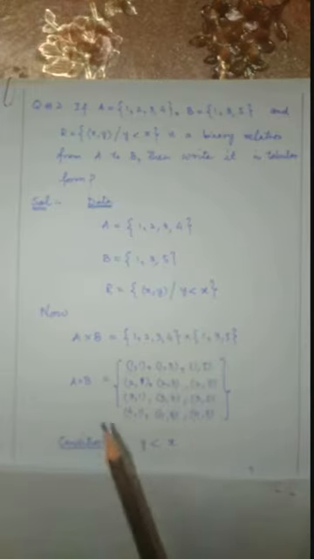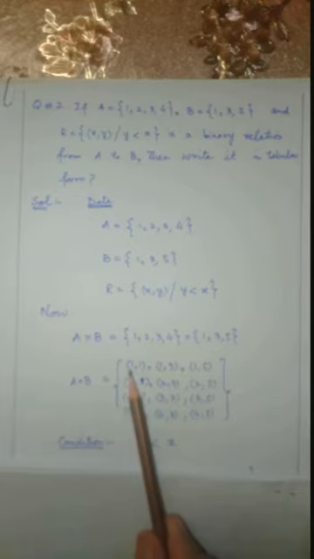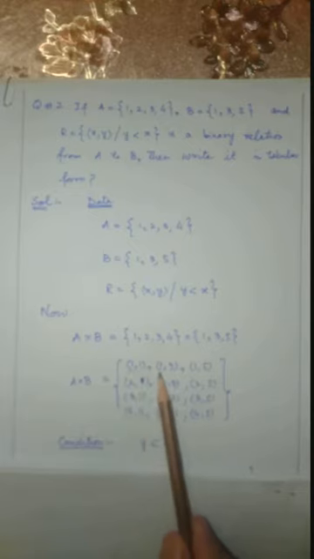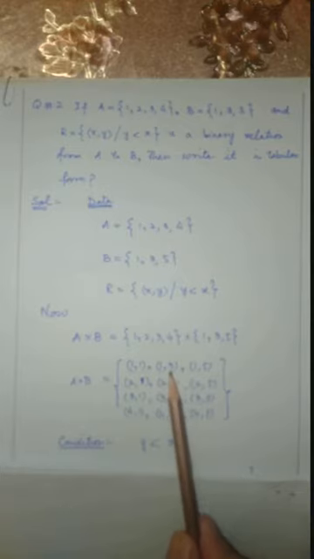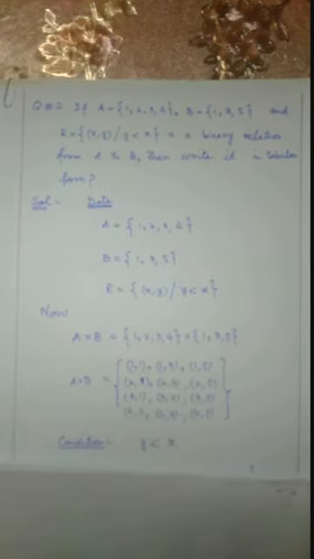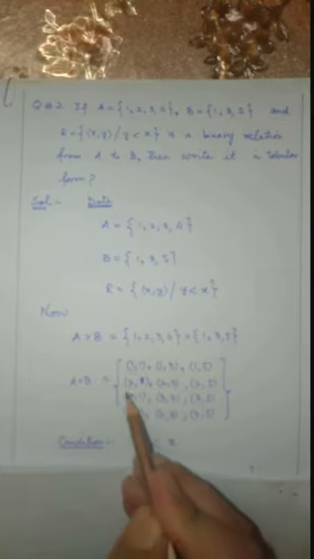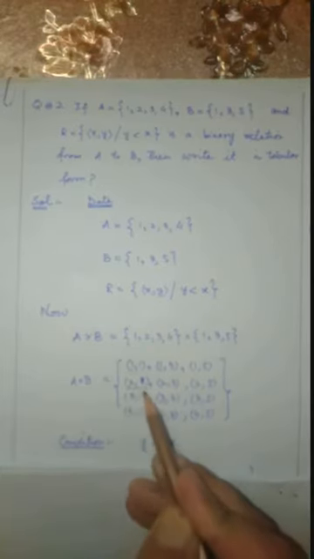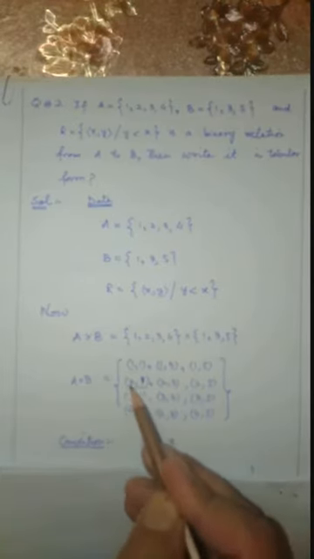Now the condition. Condition is given in the binary relation that y is less than x. Remember, students, the first element represents x and the second element represents y. The first element is x and the second element is y. Now it is given that y is less than x. So in this ordered pair, y is less and x is greater.